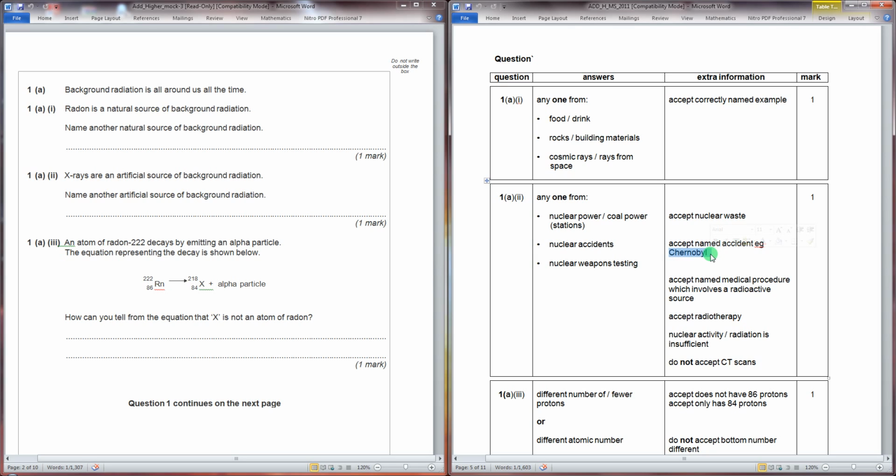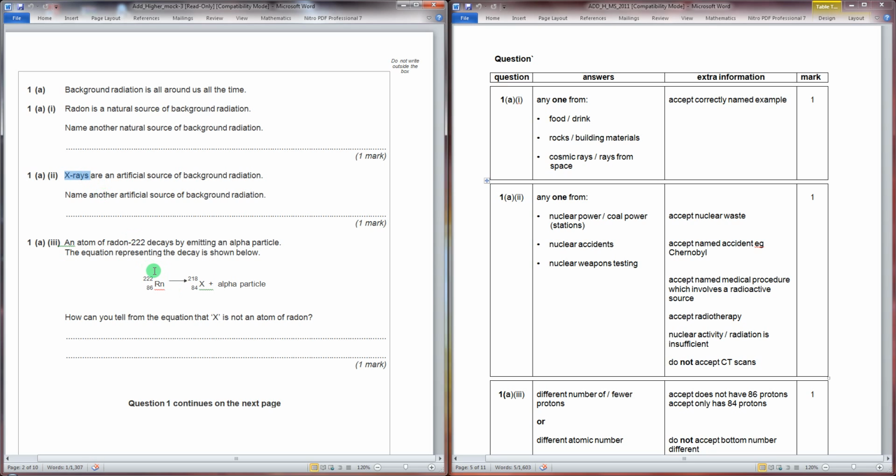But what you aren't allowed to do is to say medical. And the reason you can't say medical is because X-rays are an example of medical as well. You can be specific and say a medical procedure which isn't an X-ray, so radiotherapy would be fine. And the reason, by the way, you're not allowed CT scans is that CT scans use X-rays. So that's not really another example, it's just a different type of use of X-rays.